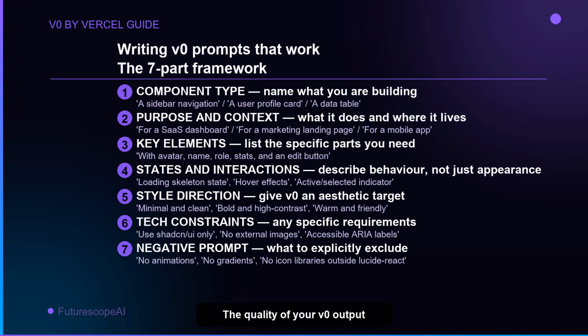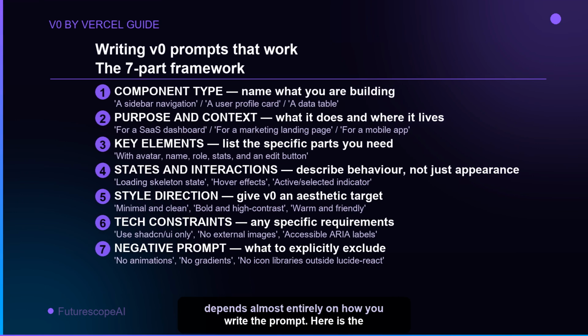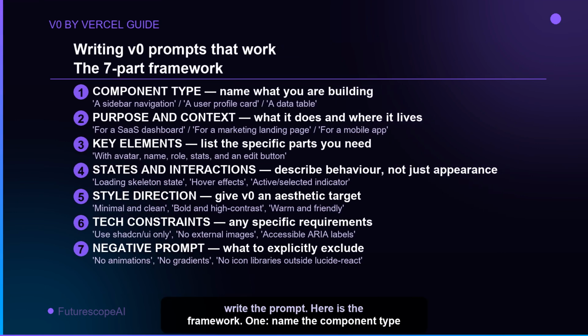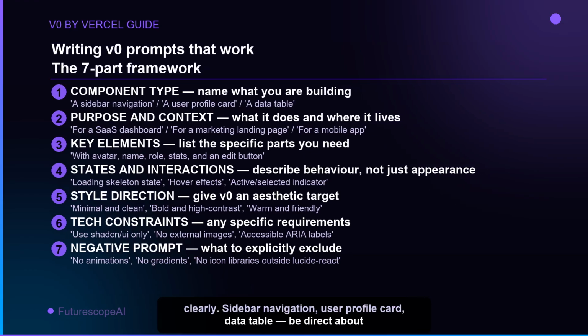The quality of your V0 output depends almost entirely on how you write the prompt. Here is the framework. 1. Name the component type clearly. Sidebar navigation, user profile card, data table, be direct about what you are building.